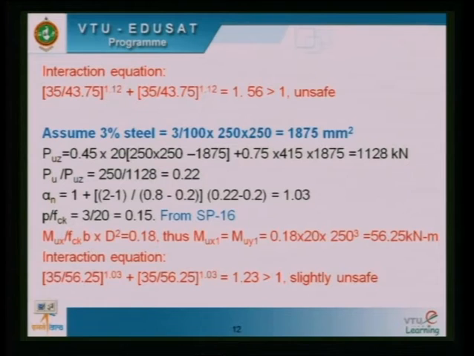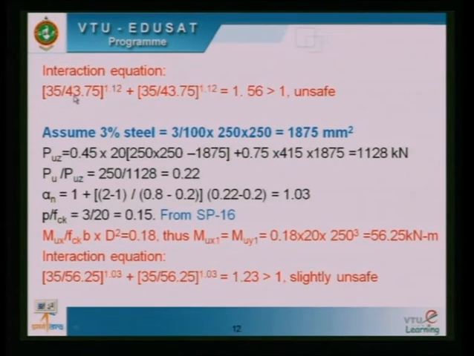Now, if you substitute these values, what are these values? One is the given moment Mu x, another is Mu y, divided by Mu x1 and Mu y1, raised to the power of alpha, alpha being 1.12, and your interaction value is 1.56. In fact, your interaction equation is highly nonlinear, and that is greater than 1, so therefore it is unsafe.